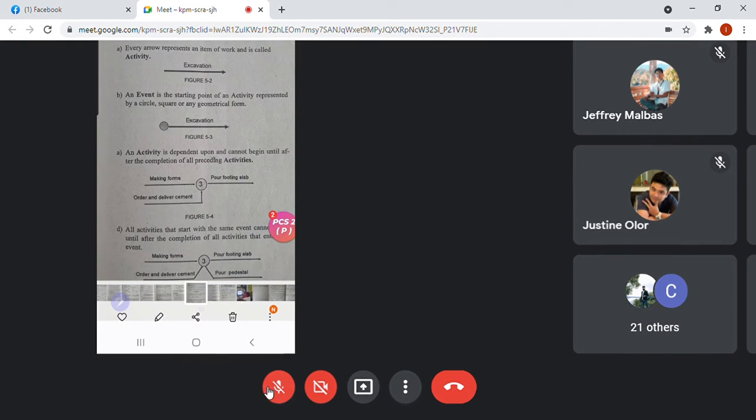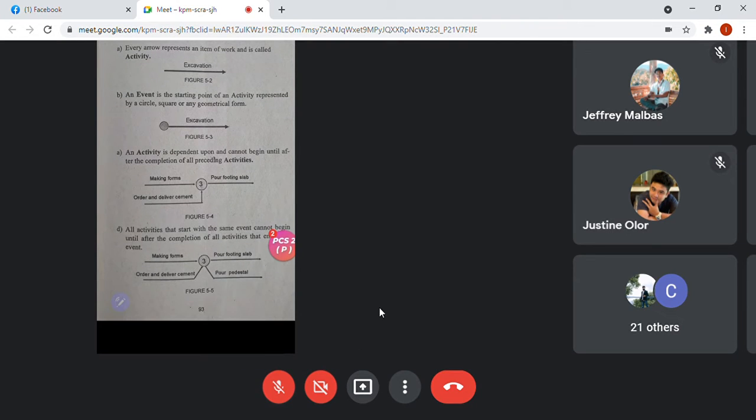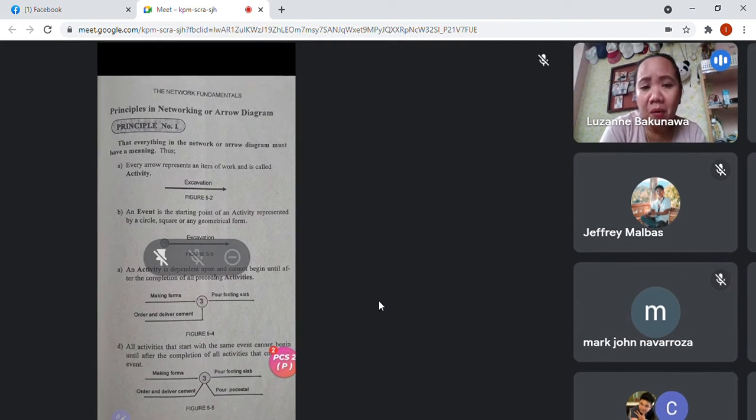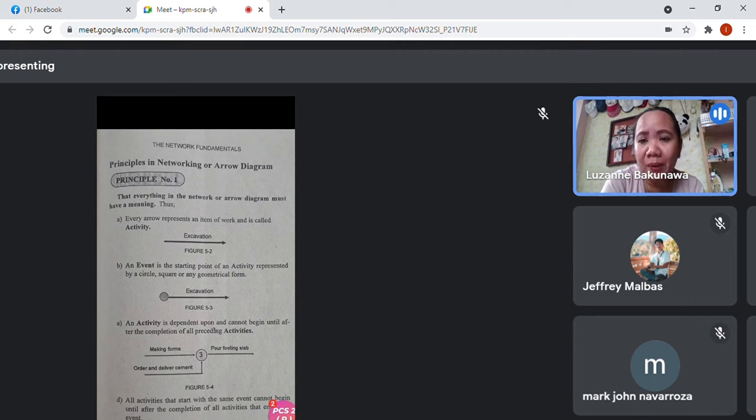Agree or not? Agree, ma'am. So what will you pour if you have no forms yet? And what will you pour if you already have forms but no materials for the concrete pouring yet? So the two activities should be done before you can start concrete pouring.